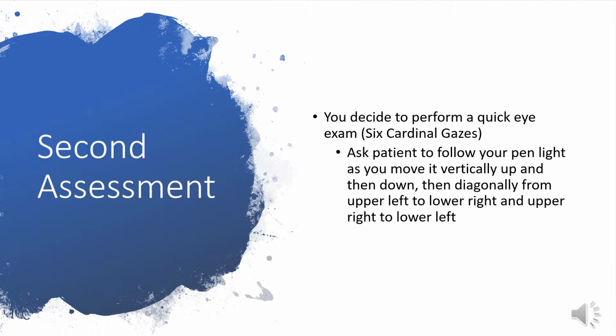So upon receiving this patient, the first thing you decide to do is do a quick eye examination since clearly the symptoms are all doing with the eye. What you're going to do is have them do the 6 cardinal gazes, which is pretty much you take a pin light and you have the patient follow it with their eyes. So going up, going down, going from the bottom right to the upper left or the lower left to the upper right.